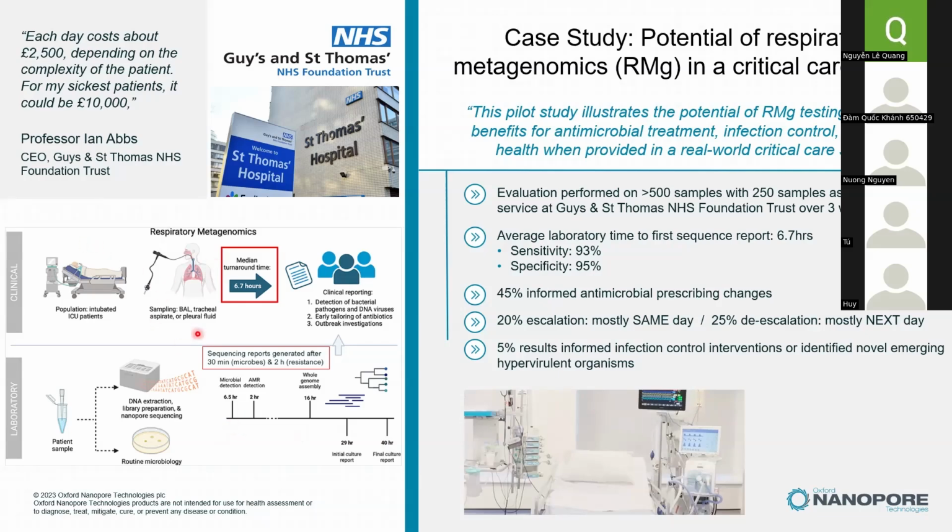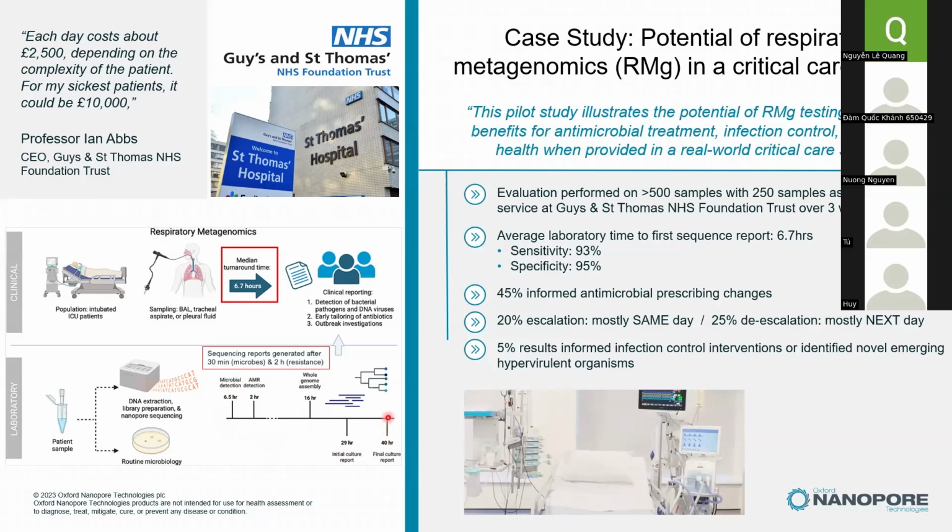From the sampling, the median turnaround time is within 6.7 hours for you to detect the microbial. Sometimes you already have enough data for AMR detection, but sometimes you may need a little longer time for a more precise AMR detection. By 16 hours, you get the whole genome assembled. So you get all this information before your standard 40-hour culture data come back.